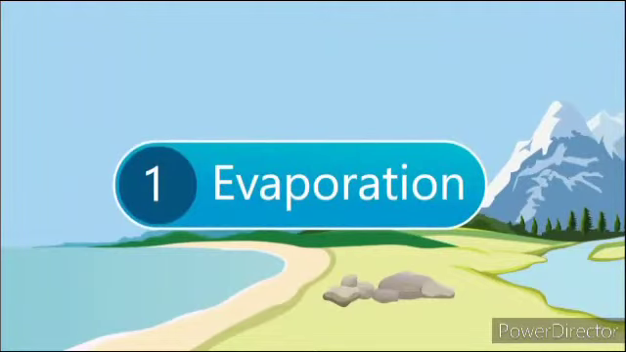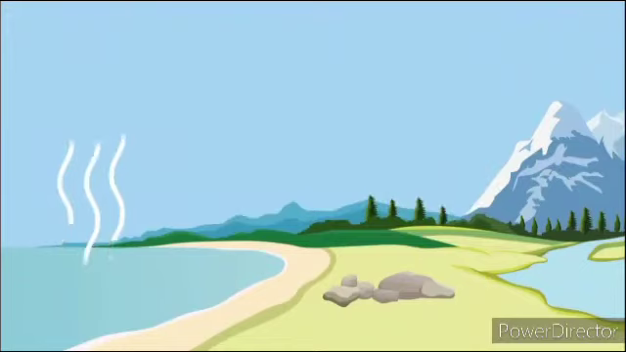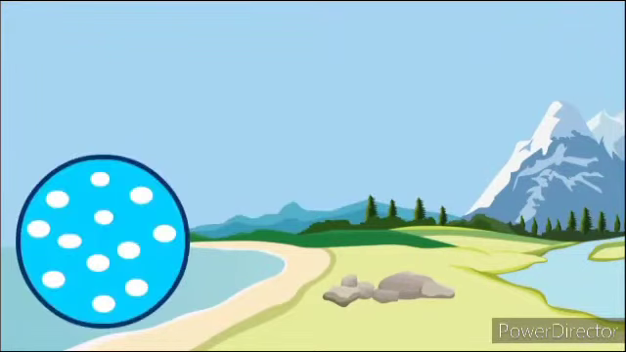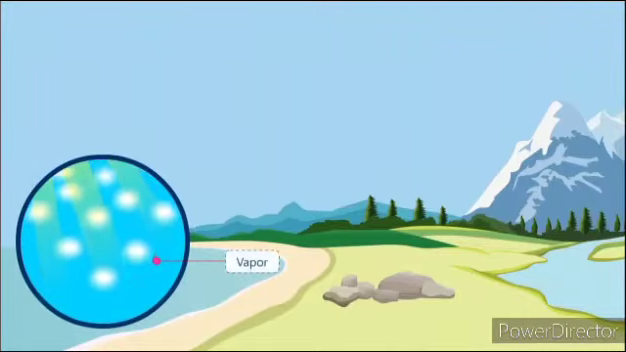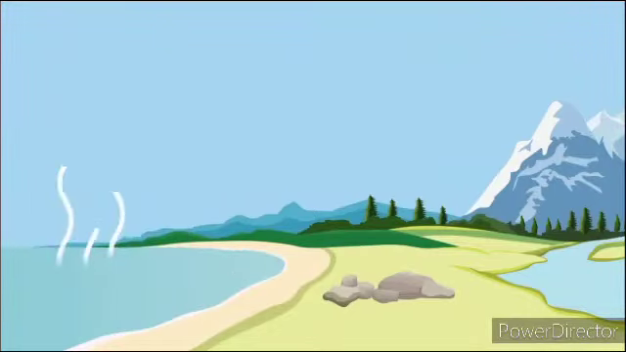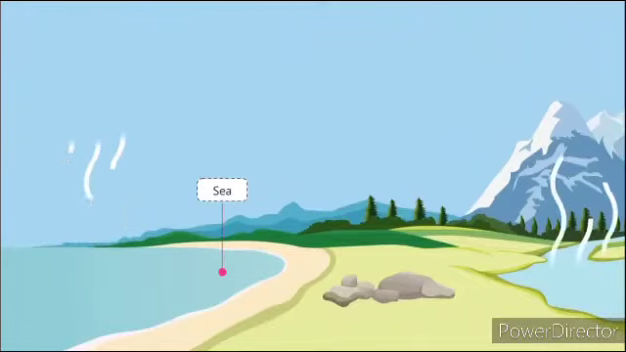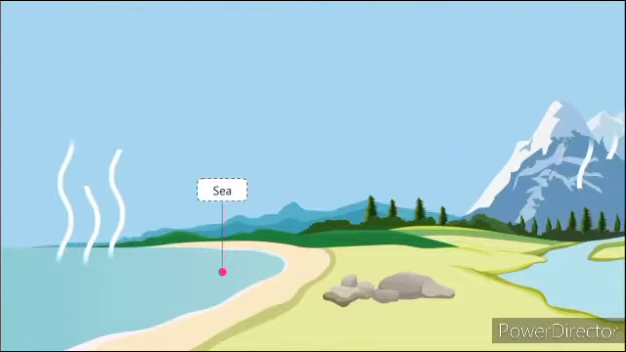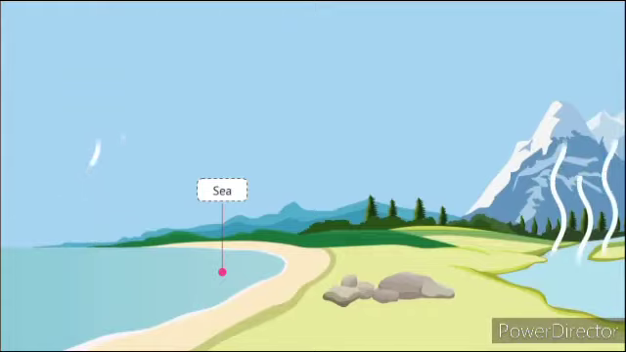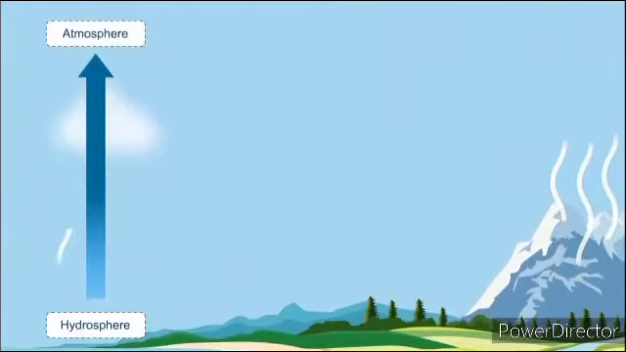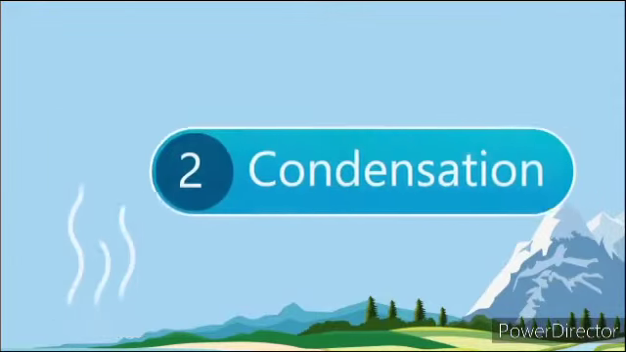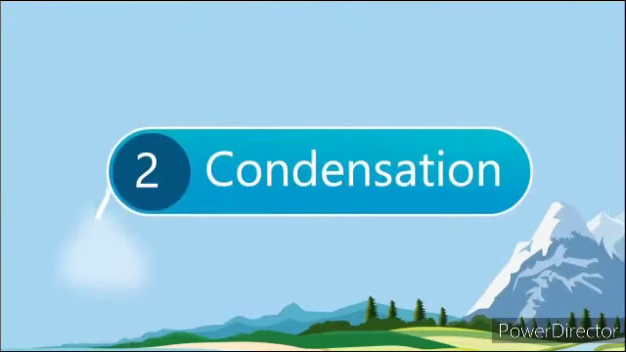It is a process where water at the surface turns into water vapor. Water absorbs heat energy from the sun and turns into vapor from water bodies like the oceans, the seas, the lakes and the river bodies. These are the main source of evaporation. Through evaporation, water moves from the hydrosphere to the atmosphere.